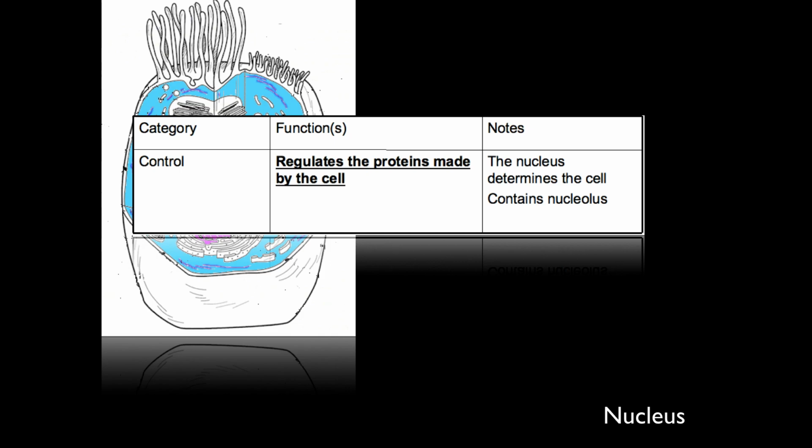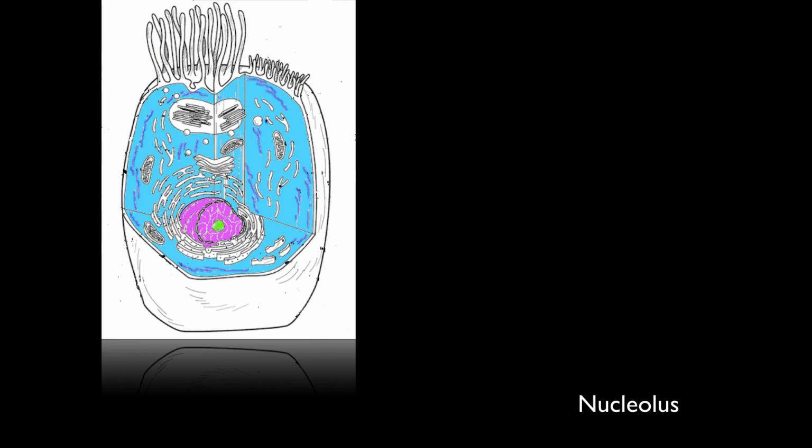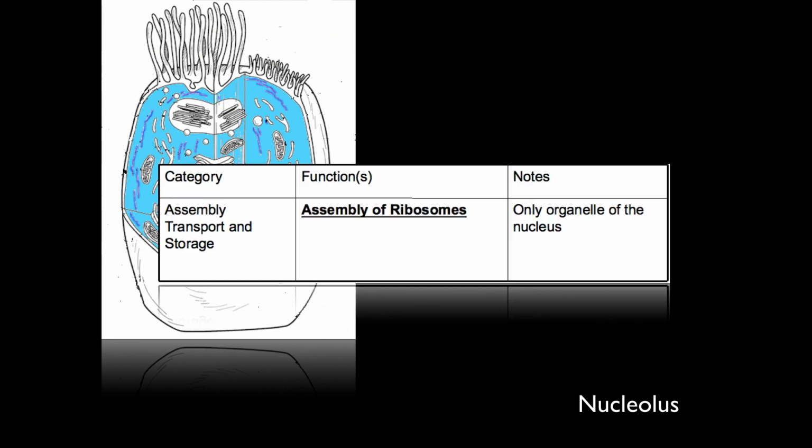The nucleus contains an organelle called the nucleolus. The nucleolus is part of assembly, transport, and storage. The nucleolus is used to build ribosomes, and it is the only organelle that is found within another organelle.